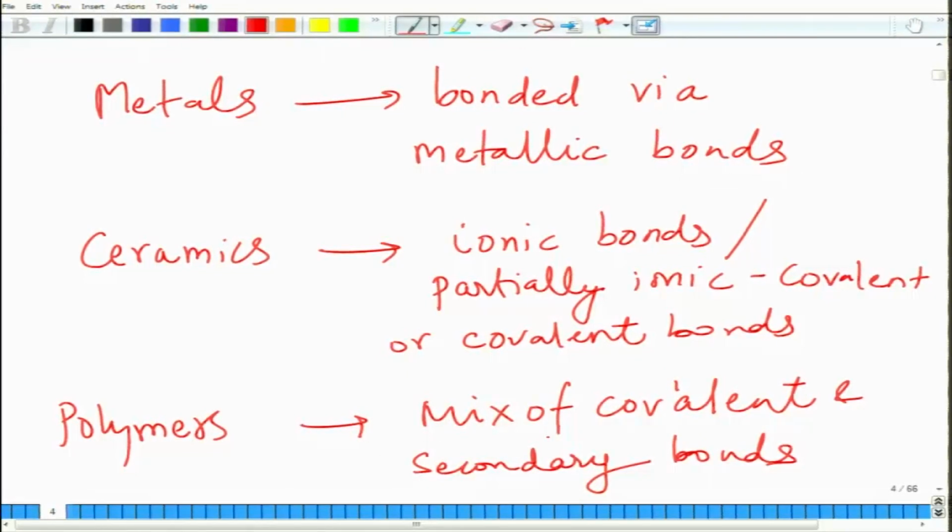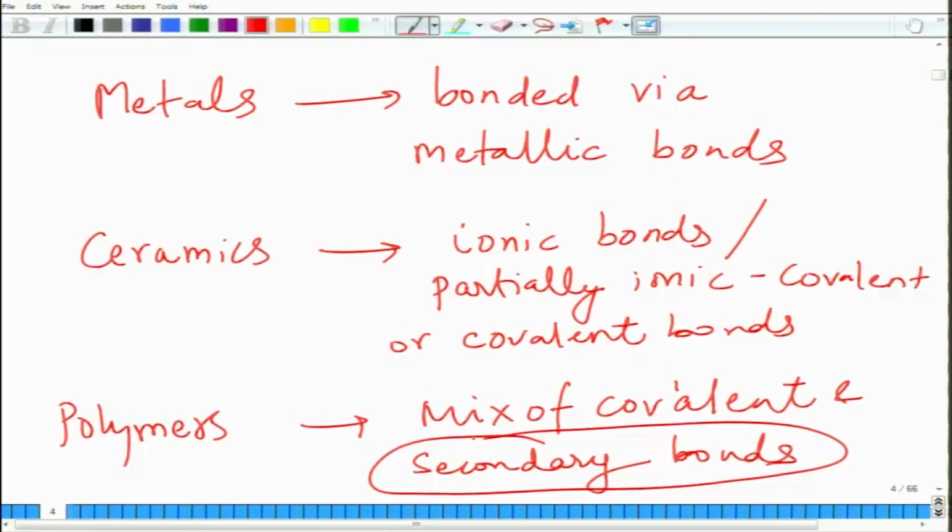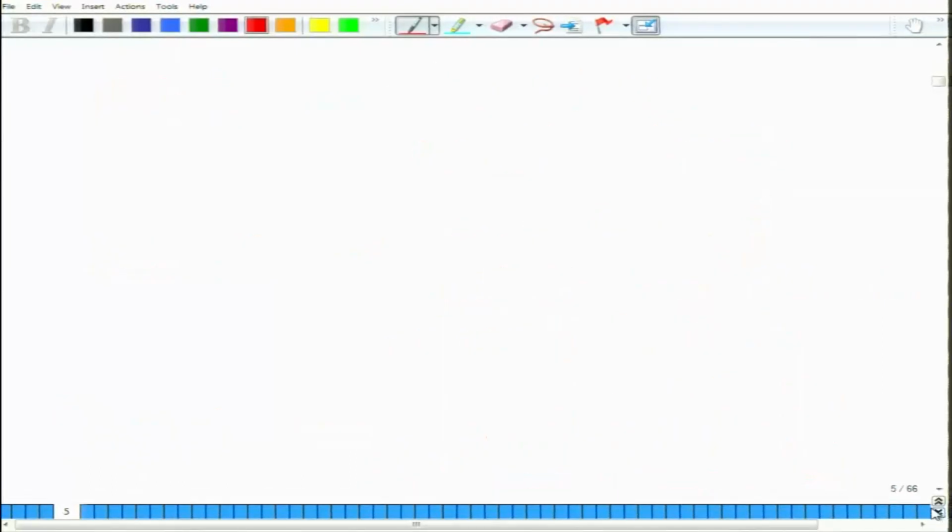Polymers on the other hand are soft and low strength because there is a mix of covalent and secondary bonding, and the secondary bonding plays an important role in determining the properties. So, we will briefly look at first the bonding aspects of various materials before we get on to the atomic structure of materials. So, let's begin with what we call bonding. It's not a full course on bonding, it's just a primer on bonding.